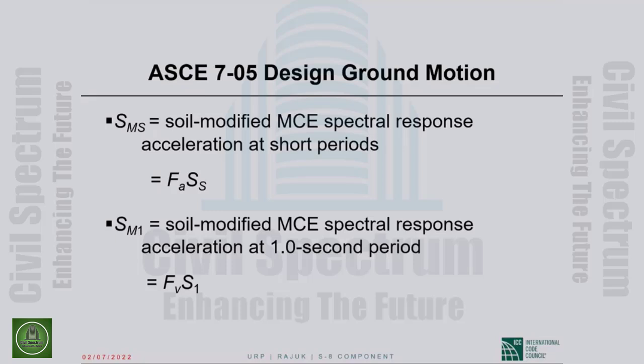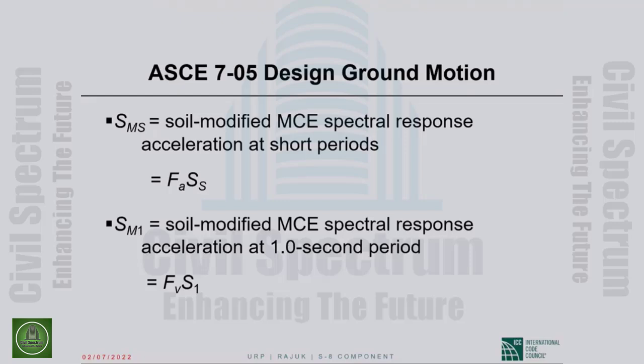Then we multiply the short period map quantity S sub S with the short period site coefficient F sub A, obtaining S sub MS, the soil modified short period ground motion parameter. The difference between S sub S and S sub MS is that S sub S is for site class B, S sub MS is for our particular site class. Both correspond to the maximum considered earthquake. That hasn't changed.